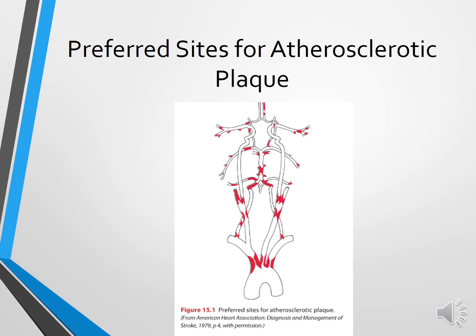Little diagram from the text. These are the preferred sites for plaques. I'm not asking you to memorize these. Here's your circle of Willis and your vascular supply. So the areas in red are where it's most common for plaques to build up. We'll talk more later in the other audio lecture on the vascular syndromes, what you see most common clinically. This picture is just for your reference.